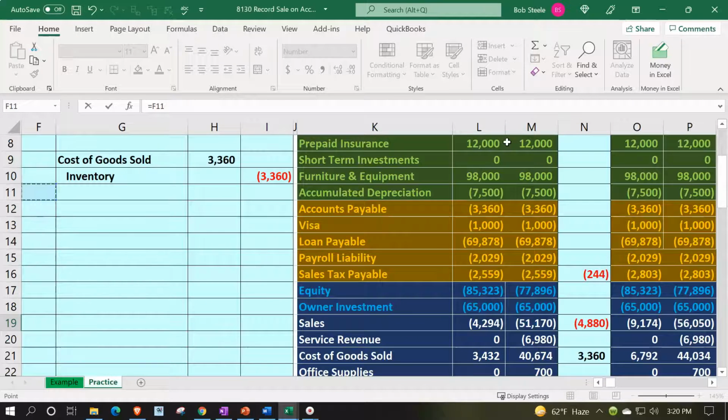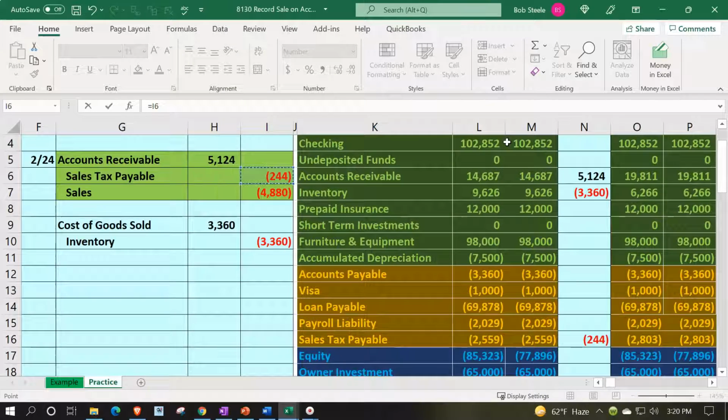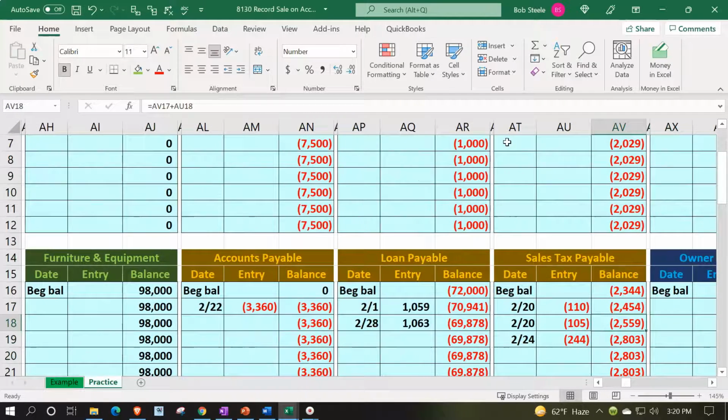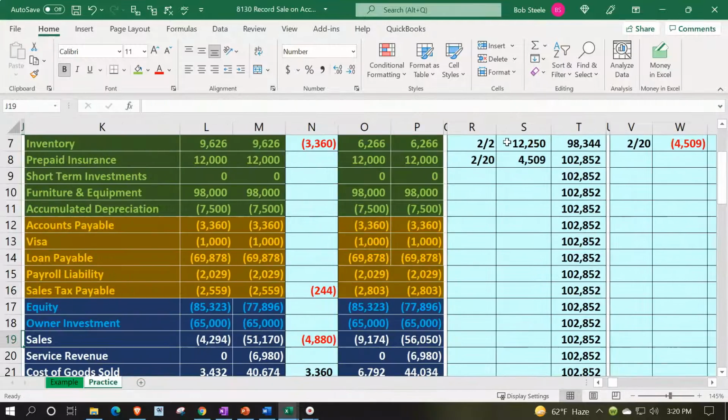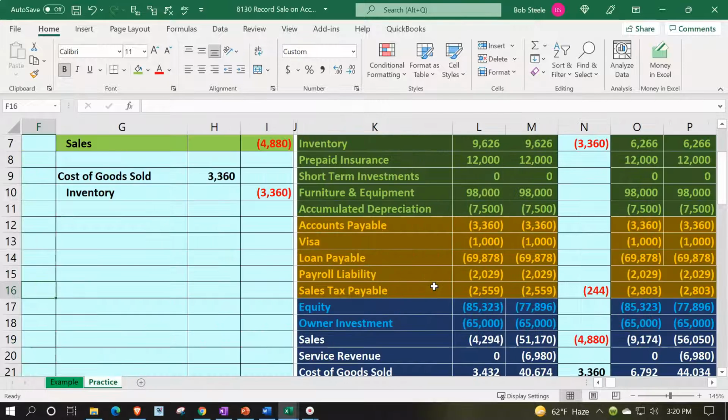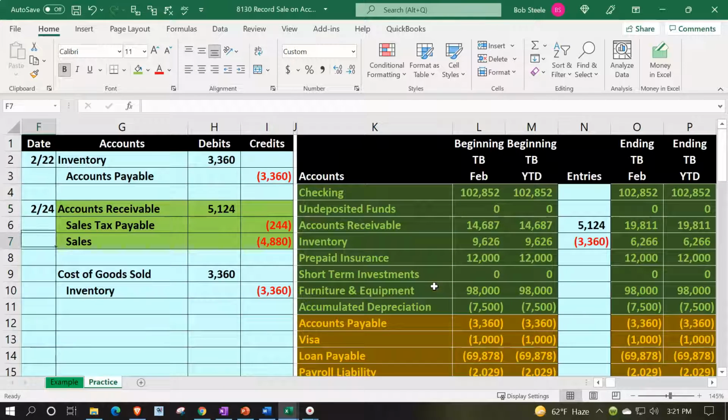We're going to go up to the sales tax. That's what we're doing. It's green. See how the green saved me right there? So I know where I'm at. So we got the 2559 and the 244 brings us up to the 2803. That 2803 should match what's on the trusty TB. 2803 on the TB.